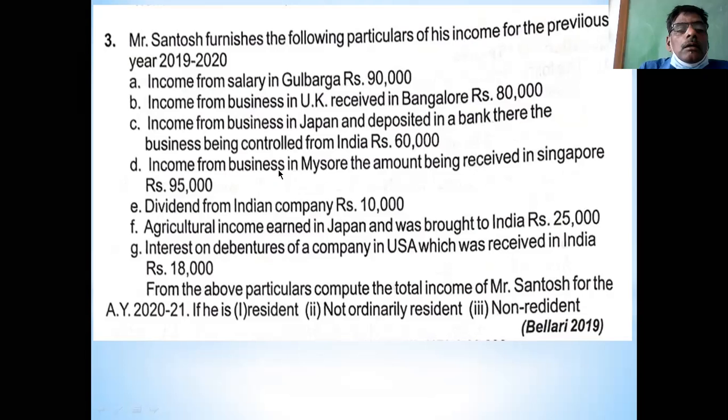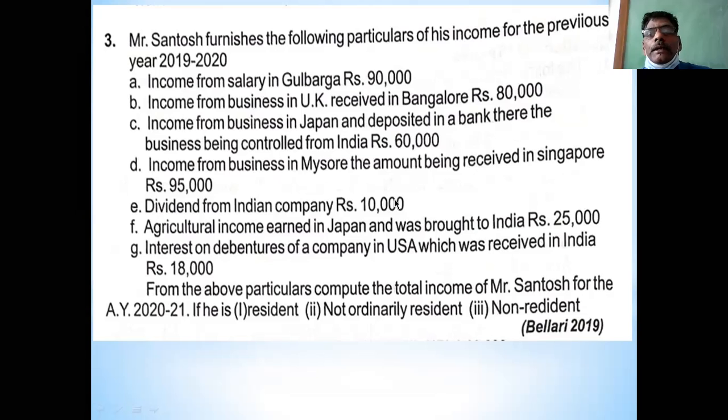Next, income from business in Mysore. Mysore is in India. Therefore, it is taxable to all. The amount being received in Singapore, I don't ask where you received. Any one point you collected, you don't go for the other points. Income earned in India, then you take to all the columns. 95,000. It is taxable to all.